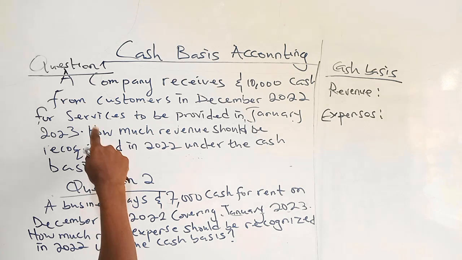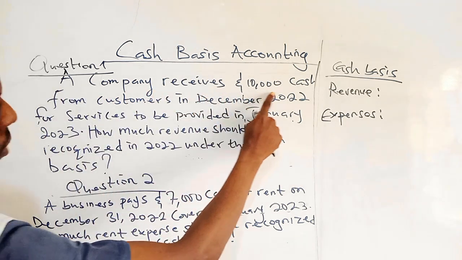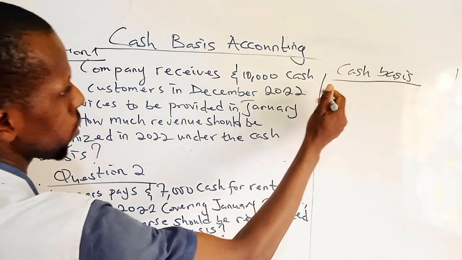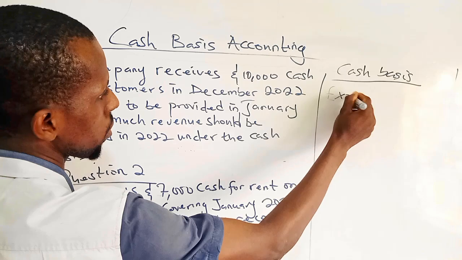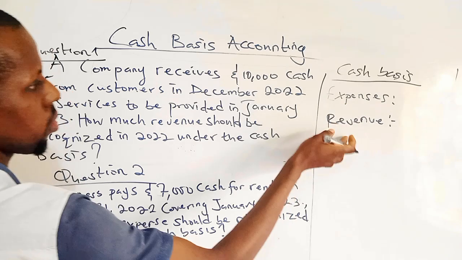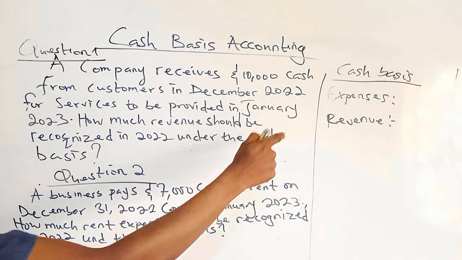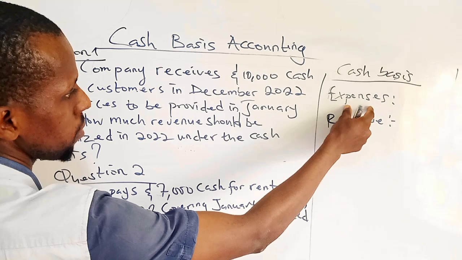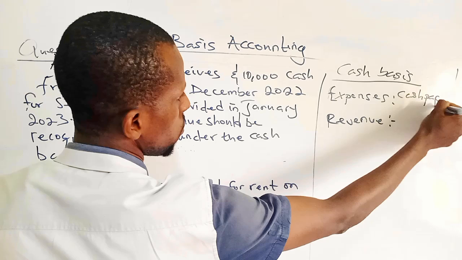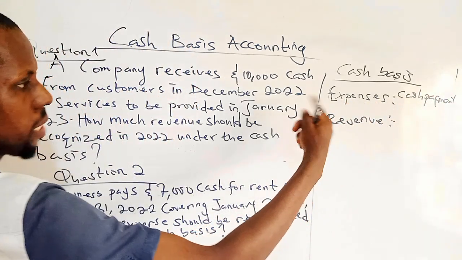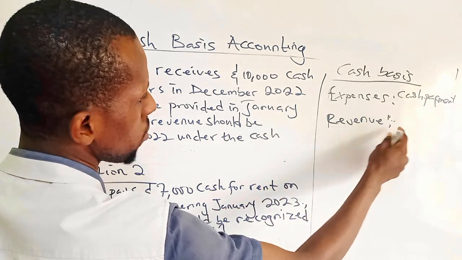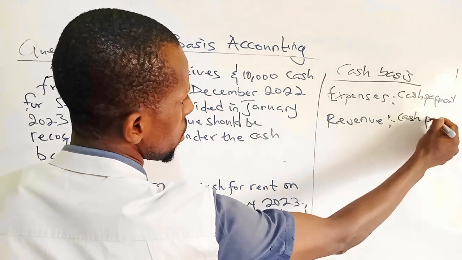When you look at this question, the question says a company received $10,000 cash from customers in December 2022. Here we are looking at expenses and revenue. These are the two underlying items we are working with. For expenses, we recognize expenses when cash payment is made, regardless of when it is incurred. But for revenue, revenue is recognized when cash payment is received.